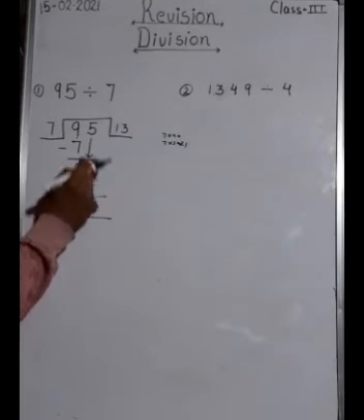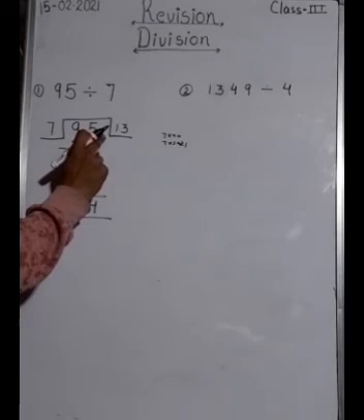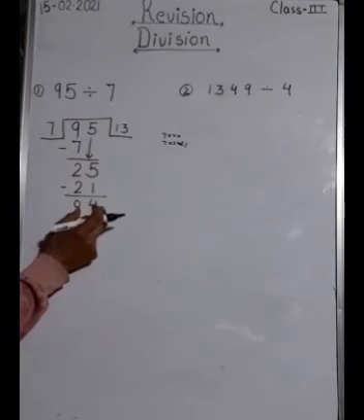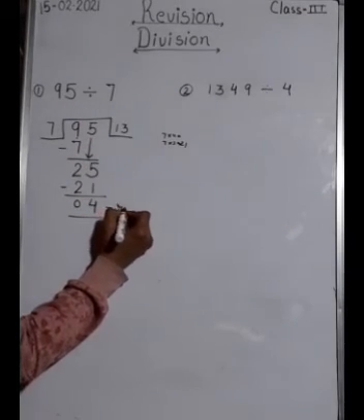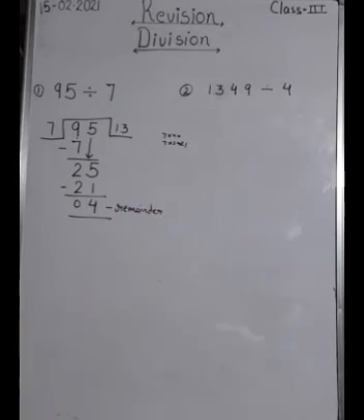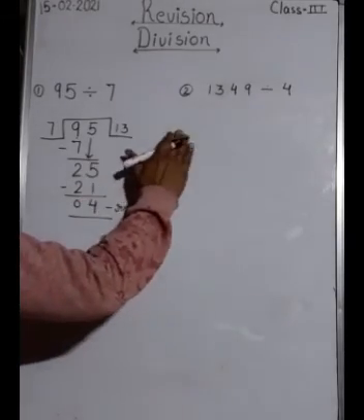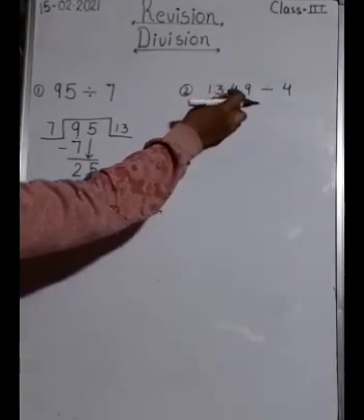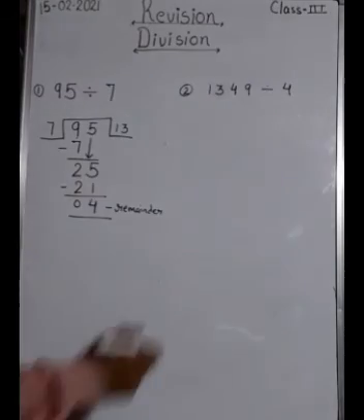Now you are having 4. As you can see there, I am not having any digit to copy down. So this 4 becomes your remainder. Okay. So this is the way of doing the division. Now we will do another division. That is dividing 1349 by 4.